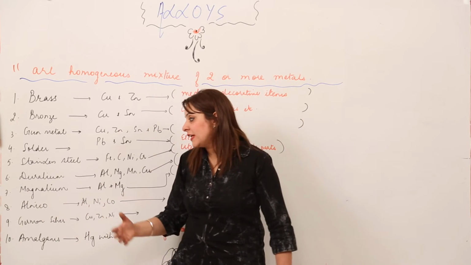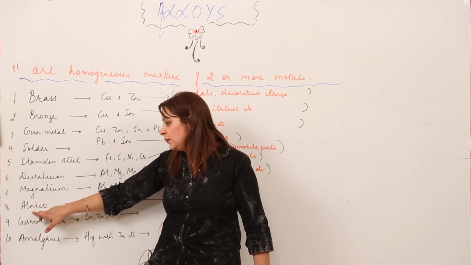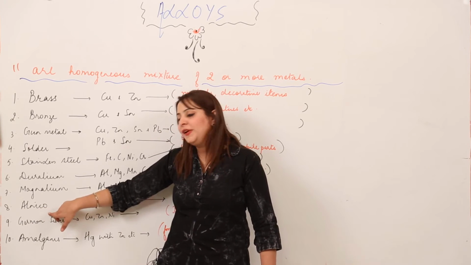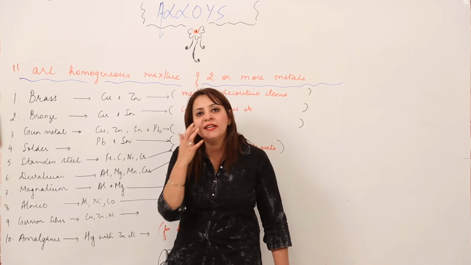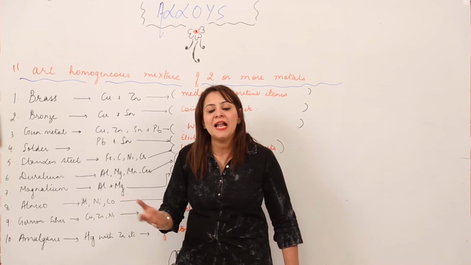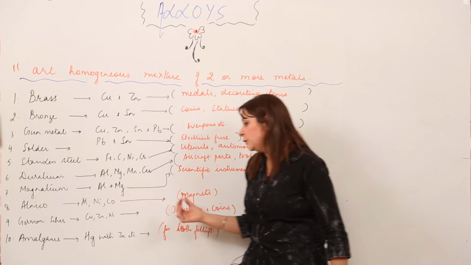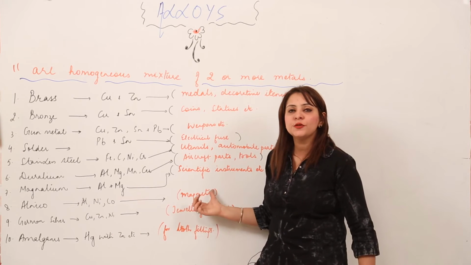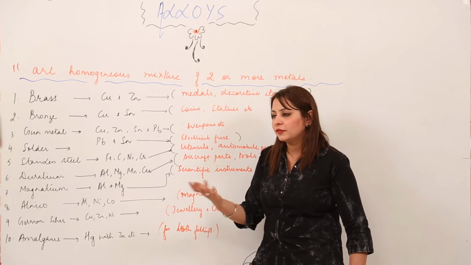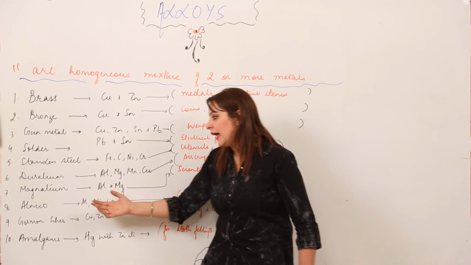As the name suggests, Al-Ni-Co: Al means aluminium, Ni means nickel, Co means cobalt. So it is very easy to learn its constituents, a mixture of aluminium, nickel and cobalt, and it is used in making magnets. The magnets which you use in the lab or anywhere are made up of Alnico.